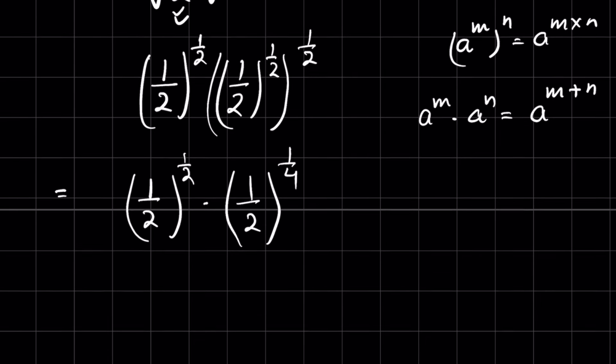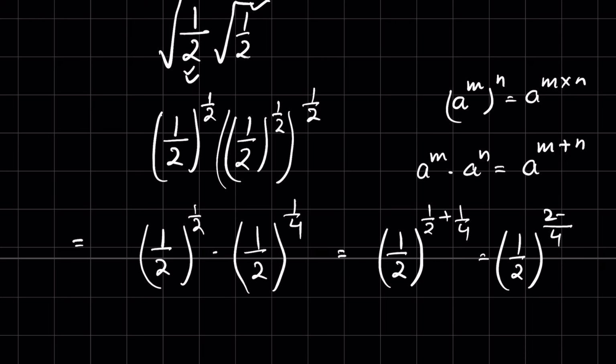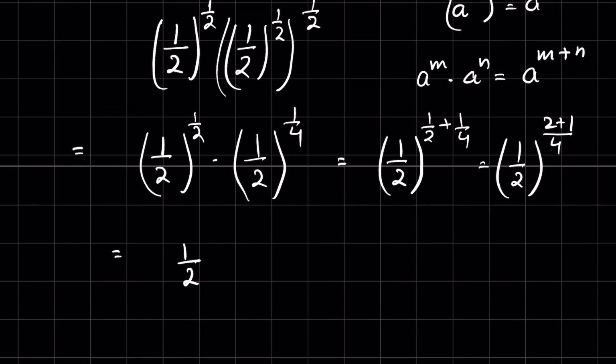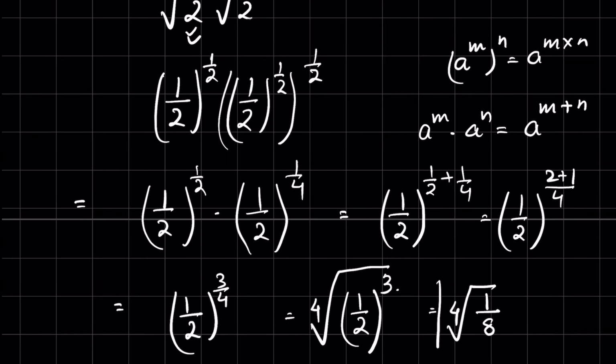Now add the exponents here. So 1 upon 2 raised to the power of 1 upon 2 plus 1 upon 4, or 1 upon 2 raised to the power of, LCM will be 4, so 2 plus 1. So 1 upon 2 raised to the power of 3 upon 4, or this is 1 upon 2 raised to the power of 3 times 1 upon 4, and 1 upon 4 means 4th root, so it will be 1 upon 8 under the 4th root. So this is our answer.